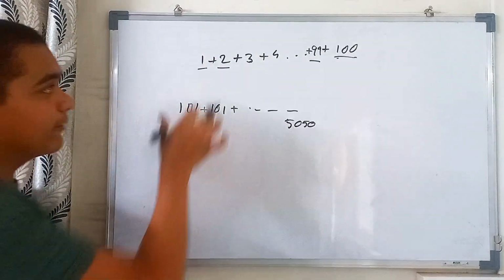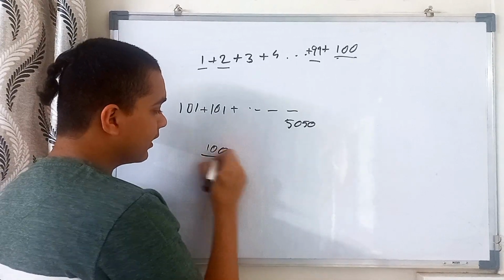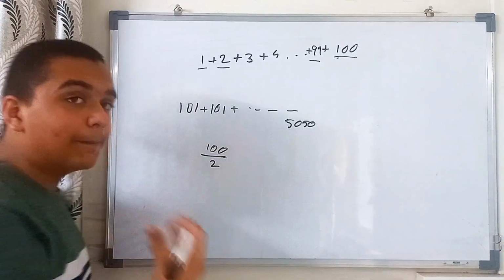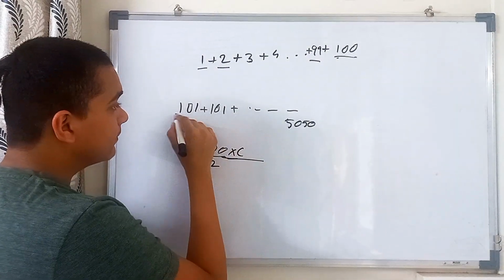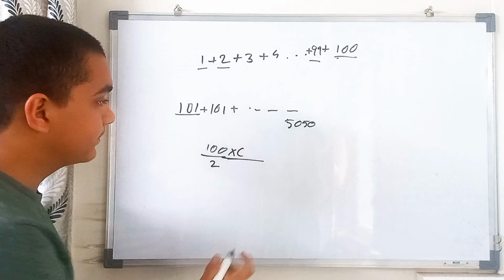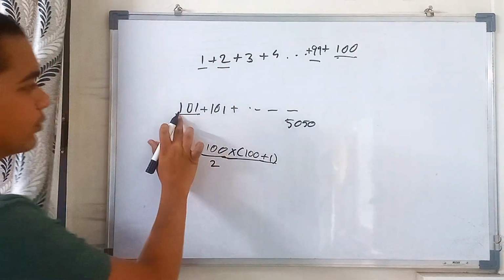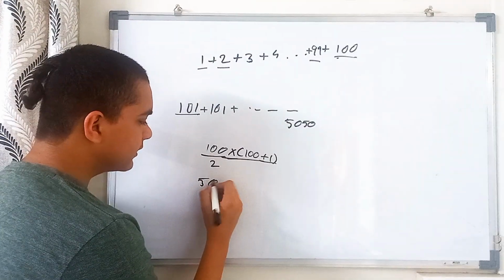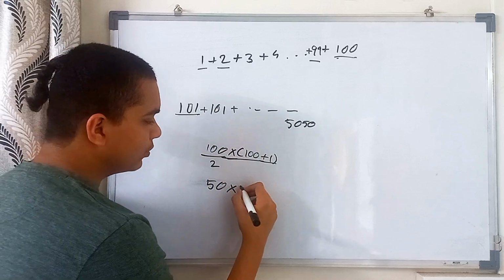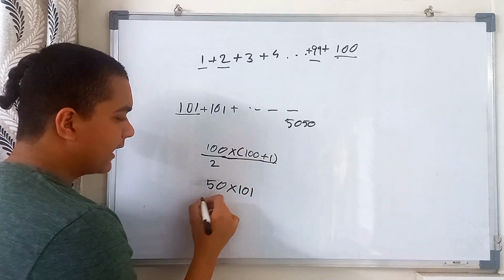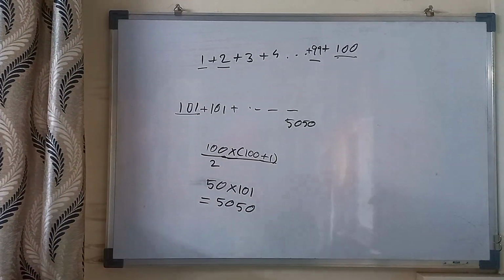How do we get the number of pairs that may be formed in this series? It's just the length of the series, which is 100, divided by 2, because we're finding the pairs, and then we multiply it by the sum so that we may know the total. The sum is just 100 plus 1, the first and last numbers, which is 101. If you solve this, you will get 50 times 101, and that will give us the correct answer. And this is what Gauss did.